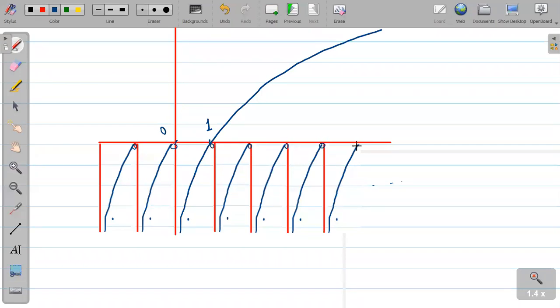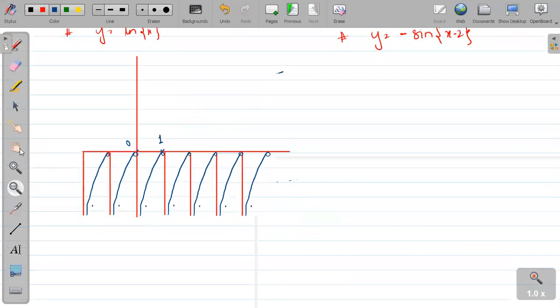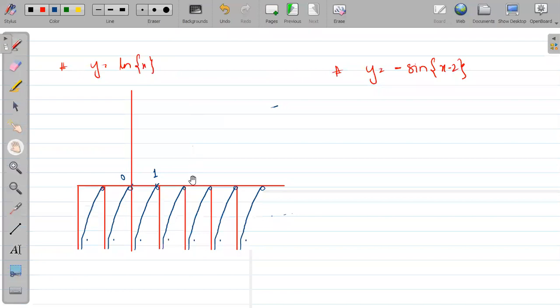Because bracket x will never give 1, so it is an open circle. And these are dotted lines only. Okay, here let's remove this part. The graph of ln of bracket x is this one only. It's a repeating function. Whatever you are getting from 0 to 1 will be repeating in nature.